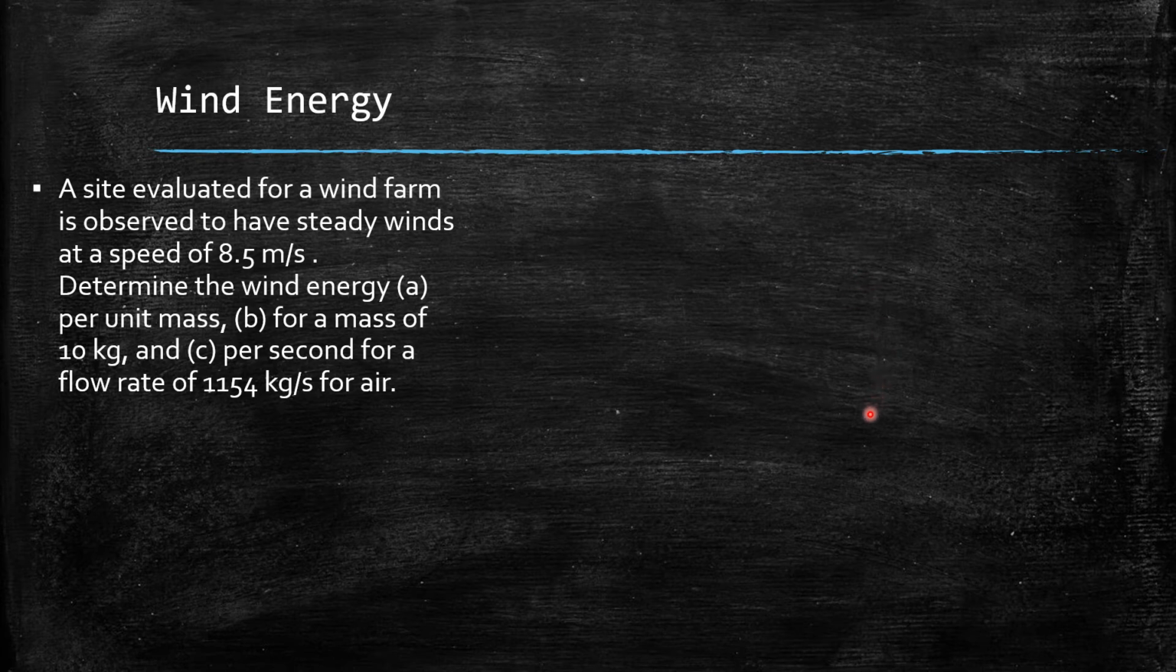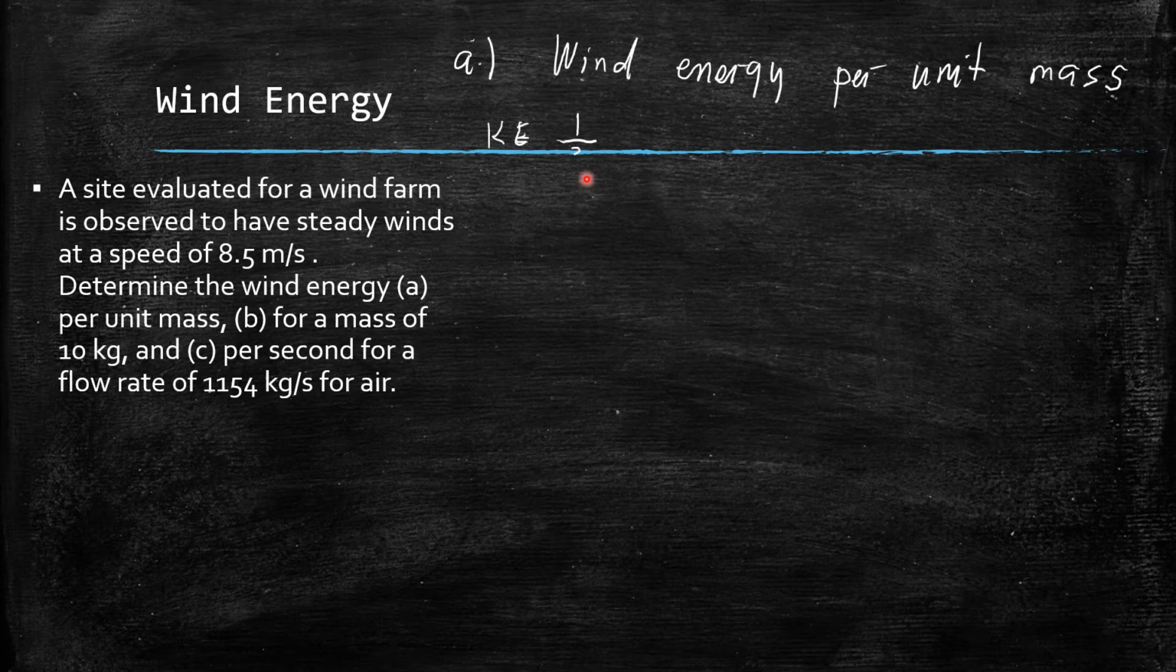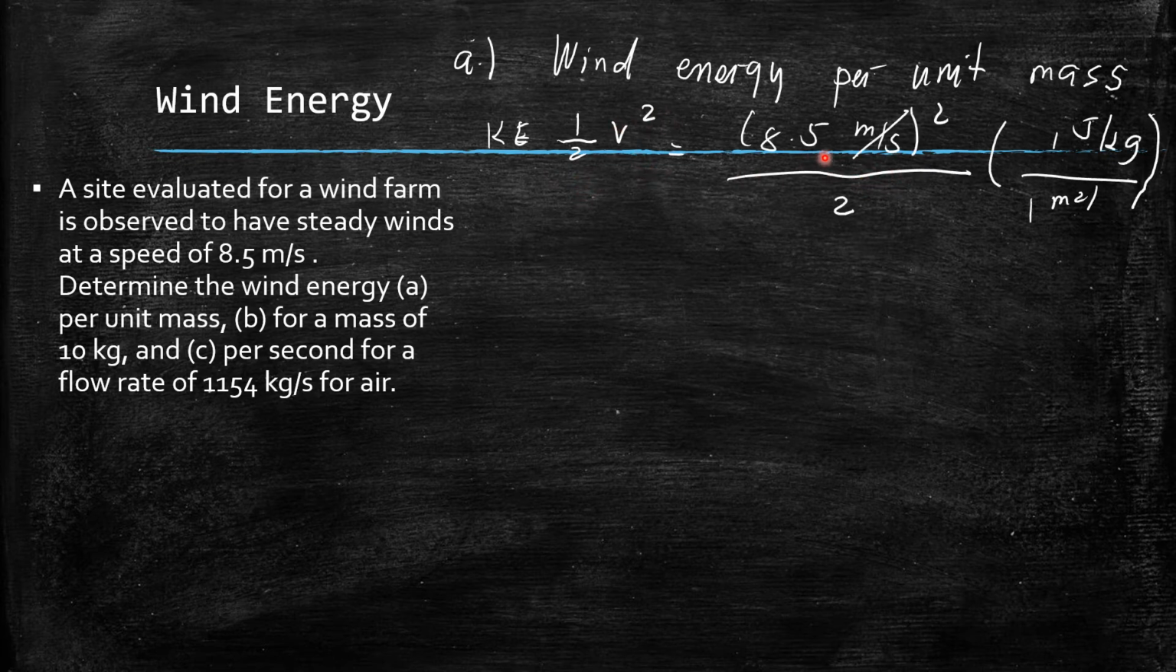And since the only form that can be captured by the wind turbine is the kinetic energy, for A, the wind energy per unit mass is given by the kinetic energy, and this is equal to 1/2 v squared. So velocity is 8.5 meters per second, and to convert this into joule per kilogram, since 1 joule per kilogram is equal to 1 meter squared per second squared, we need to cancel this one, and this is equal to 36.1 joule per kilogram.